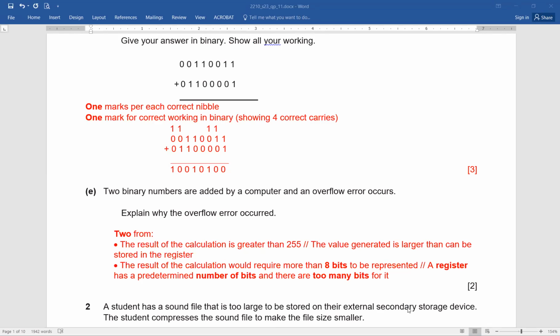So the answers may be different. The way you are answering may be different from the one that is here. But your answer should be matching with the main logic, and then you will definitely score 2 out of 2 if you have mentioned 2 valid points. You have mentioned that the result is greater than 255. It's going beyond the 8 bits that is reserved for the register. So your answers should not be exactly word to word, but they should be 2 distinct points so that you are able to score 2 out of 2.